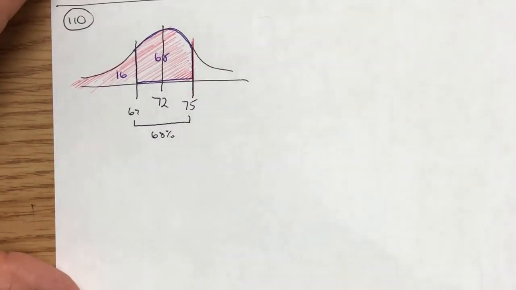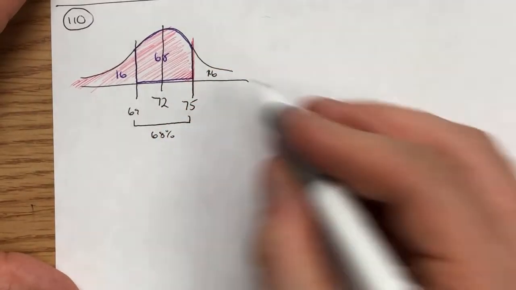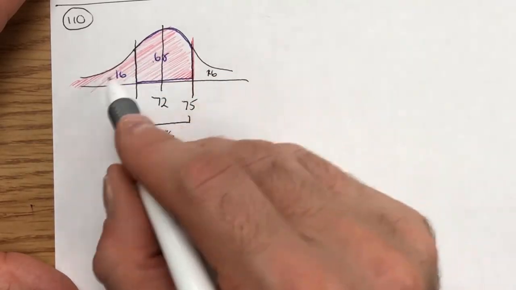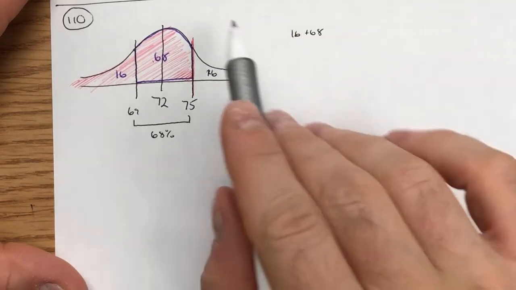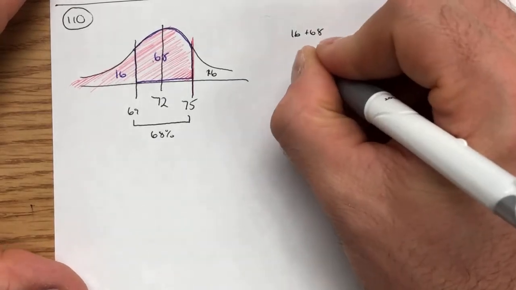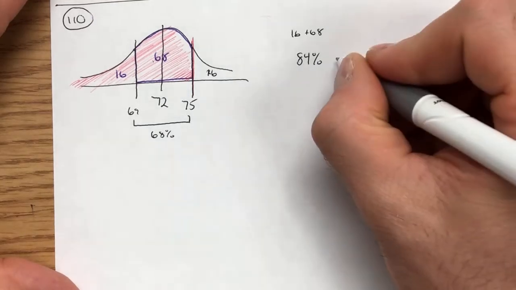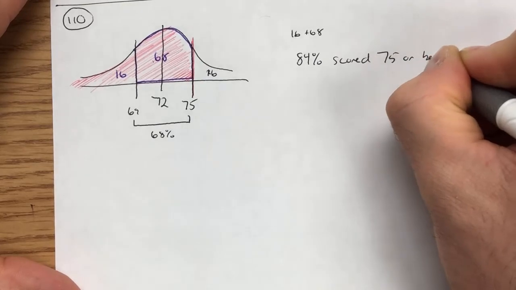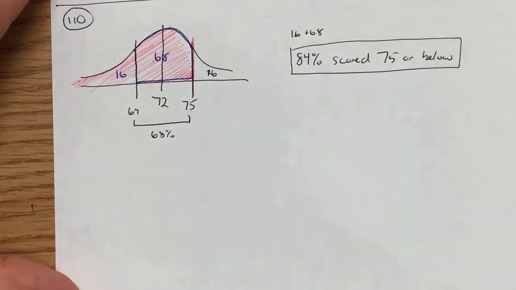The remaining bit would be another 16. So 16 and 16 and 68 add up to 100%. I'm looking at these two values over here. 16 plus 68 is 84. So 84% of all students scored at or below a 75. And there we go.